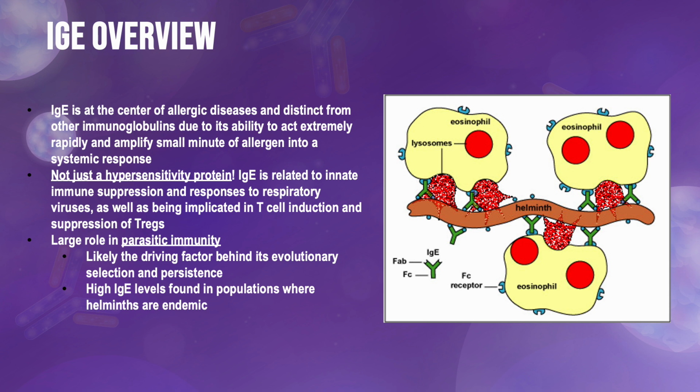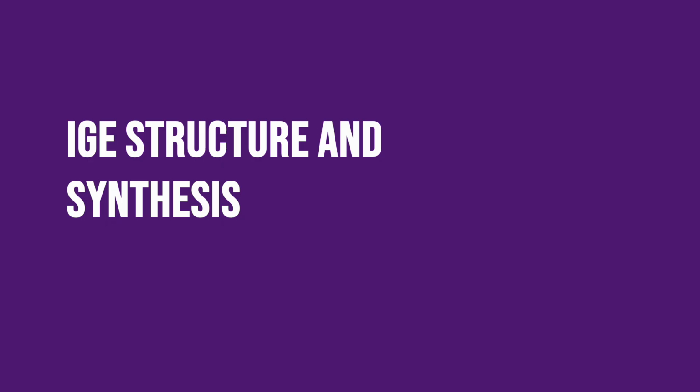But it's also important to know that it's not just a hypersensitivity protein. It has a lot of roles in innate immune suppression, responding to respiratory viruses, handling T cells and immunosuppressive T regulatory cells as well, and parasitic immunity. So again, it's this through line of things that seem detrimental at first, but if you take a much more bird's eye view, they actually have a lot of functions that might have been evolutionarily advantageous as well.